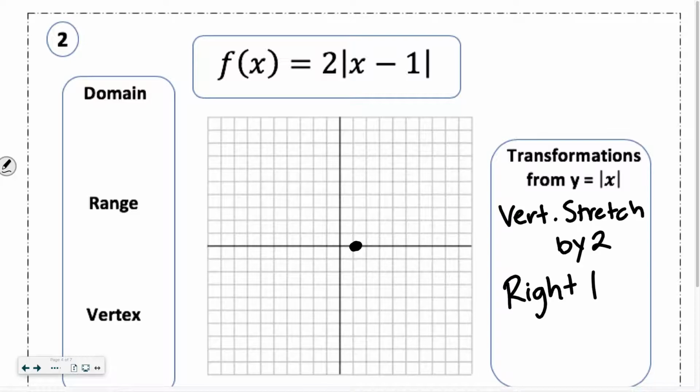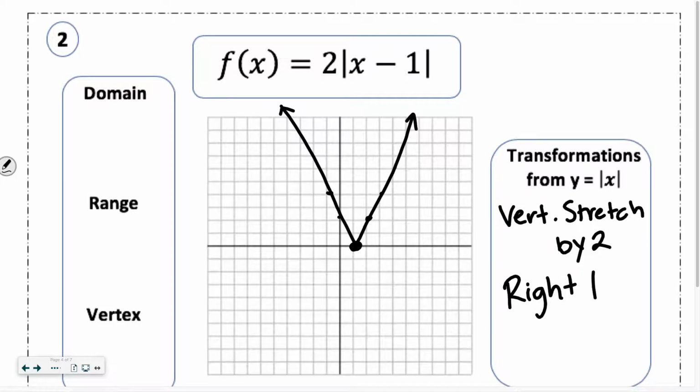So now to get to my other points, I have to go up 2, right 1. I'm only stretching the vertical. So I go up 2, right 1, up 2, right 1, up 2, right 1 as many times as you want. And then on the other side, up 2, left 1, up 2, left 1. And then I can draw my V.